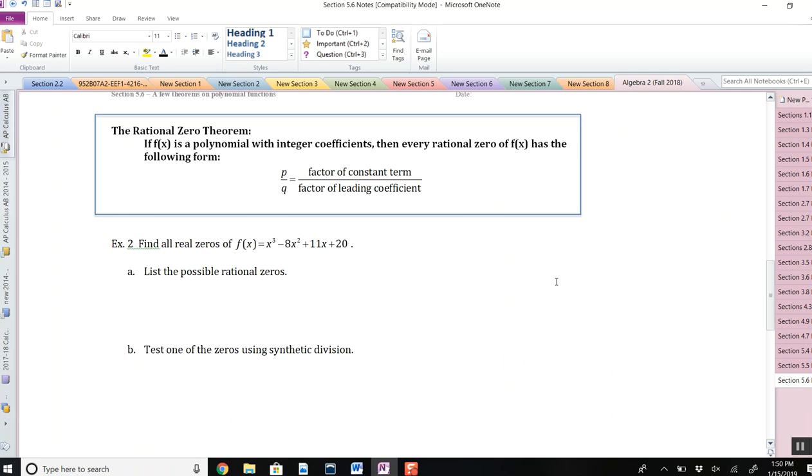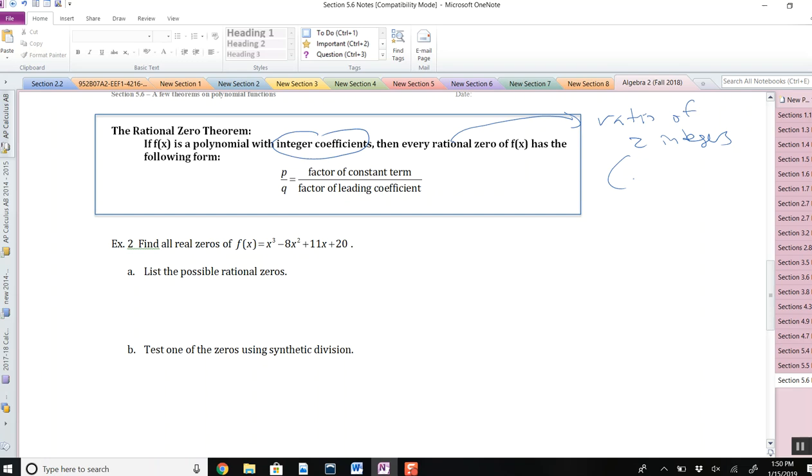Okay, the rational zero theorem. So yet again, we have another theorem. This is telling us that as long as your function has integer coefficients, meaning no nasty fractions or decimals, then every rational zero, meaning a ratio of two integers.